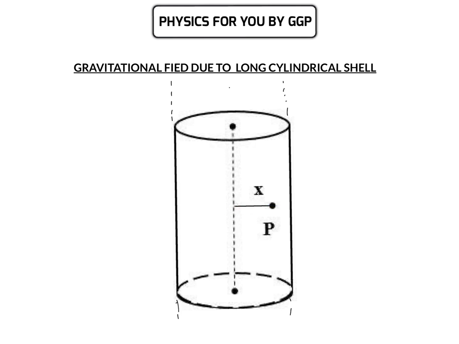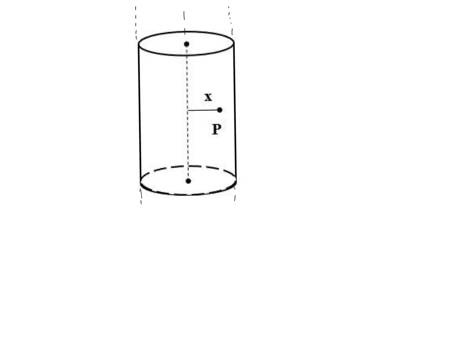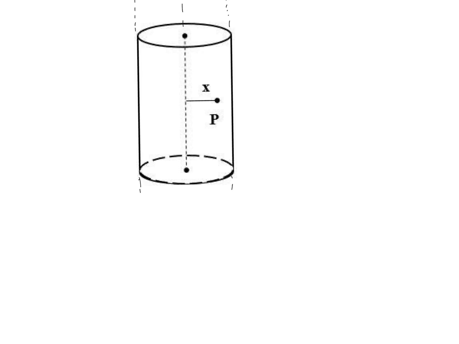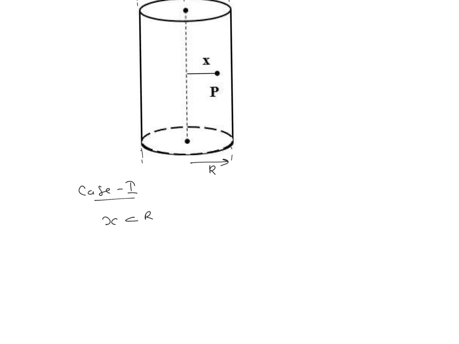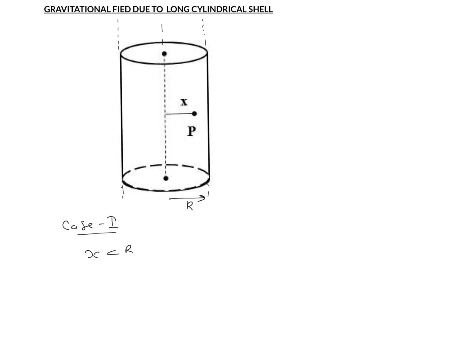In this situation, we are going to find the value of gravitational field at point P in three different cases: when the point is inside, when the point is on the surface, and when the point is outside. First, case 1: if the value of x is less than r, where r represents the radius of the cylinder and x is the distance from the axis, then we are finding the gravitational field inside the cylinder.